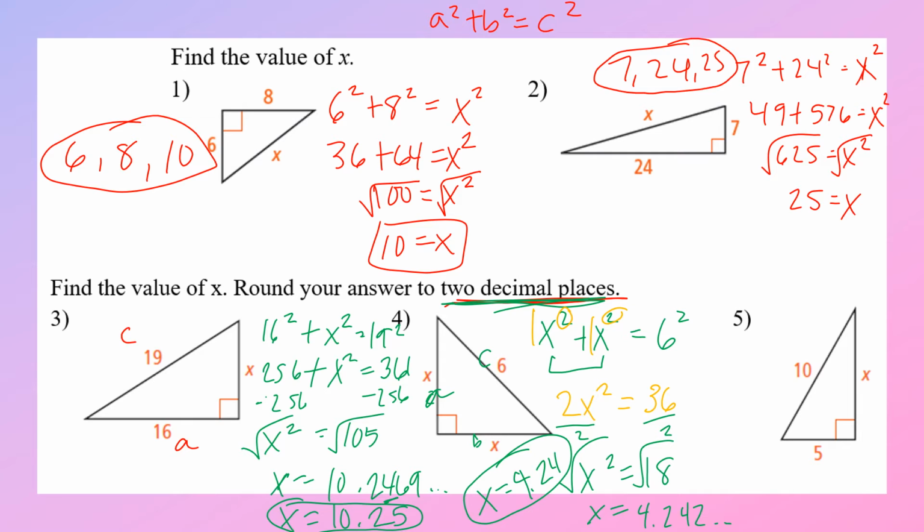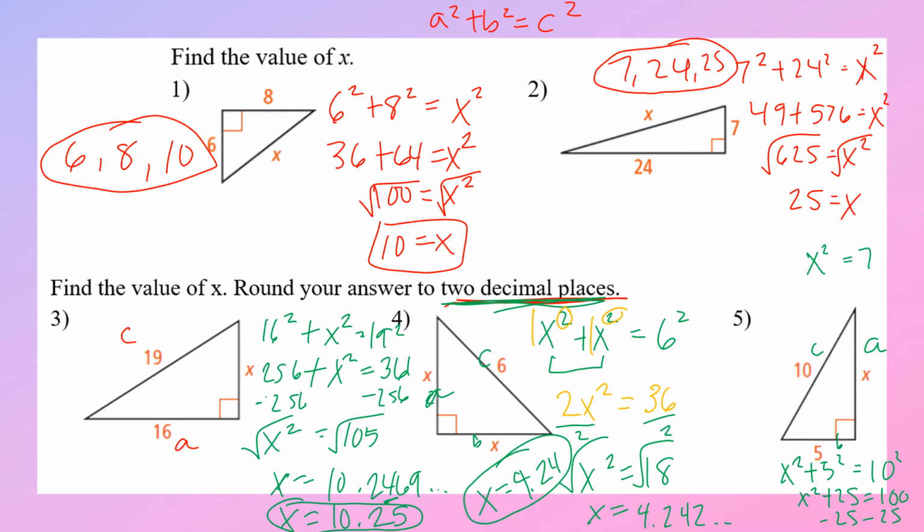Then for number 5, so we have our A, we have an A, we have a B, we have a C. So again, make sure that you're looking at those. The hypotenuse is always going to be that slanted longest side. So x squared plus 5 squared equals 10 squared. 5 squared is 25, 10 squared is 100. If I subtract 25 from both sides, I'm going to move it up here because I don't have enough room.